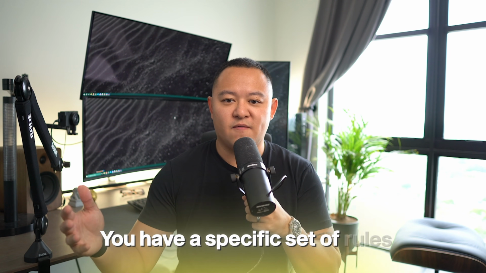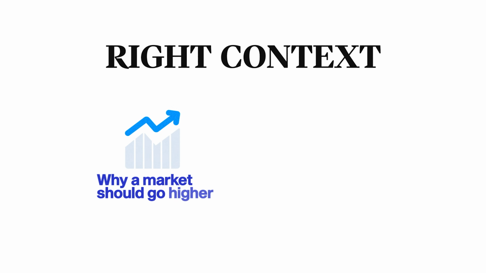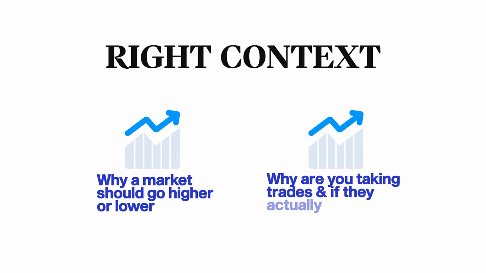You have a specific set of rules and you just follow them. Easy, right? Wrong. A really great trading system is nothing without context. Having the right context means building the reasons why a market should go higher or lower. You need to understand why you're taking trades and if they actually make sense.